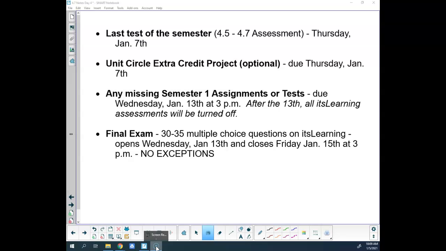So for the remaining time that we have now, in that packet of stuff that you have, there are some 4.7 sheets in there. There's a 4.7 inverse review worksheet, a 4.5 to 4.7 review worksheet, a worksheet 4.7, and a 4.7 inverse trig functions ACT prep sheet. So there are 3 worksheets that you can be working on at this point in time.